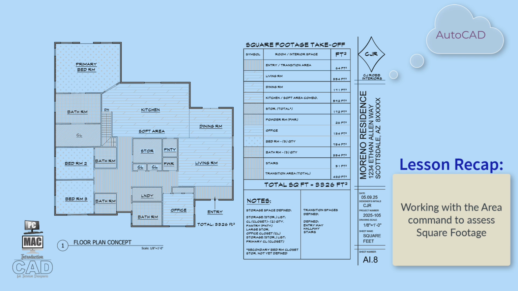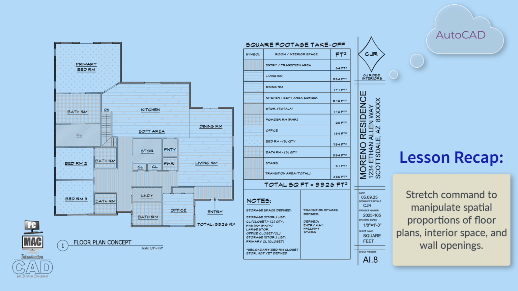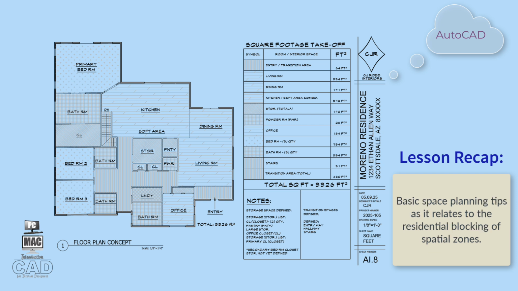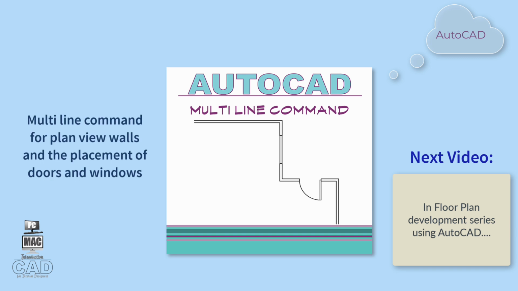The video lesson recap includes working with the area command to assess the square footage of a floor plan drawing, the utilization of the polyline command to create a boundary on the A anode square foot layer, manipulation of spatial proportions using the stretch command, and finally, basic space planning tips as it relates to the 3 primary zones of residential blocking. The next video in the floor plan development series describes how to use the multi-line command to create double lines for the interior walls and the placement of doors and windows.